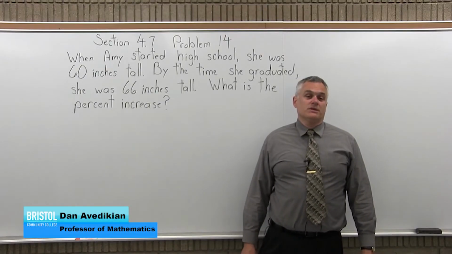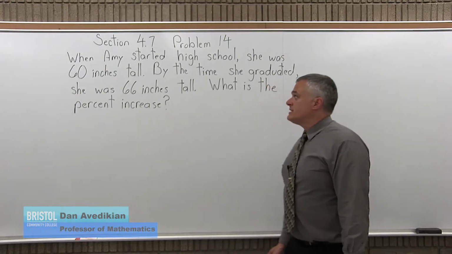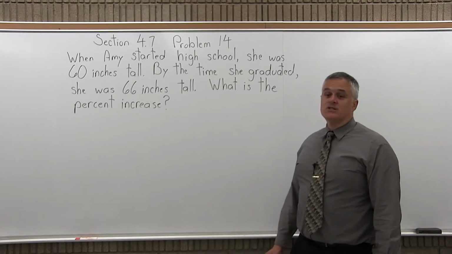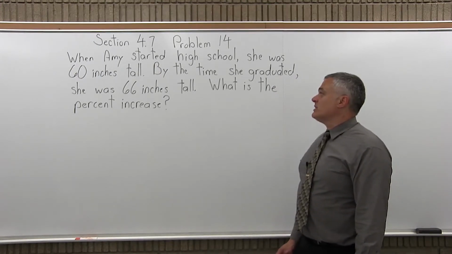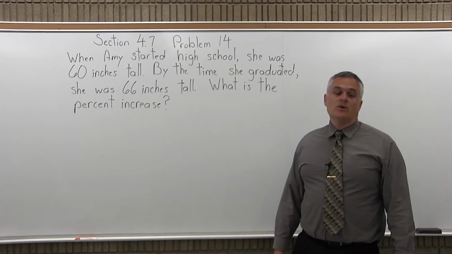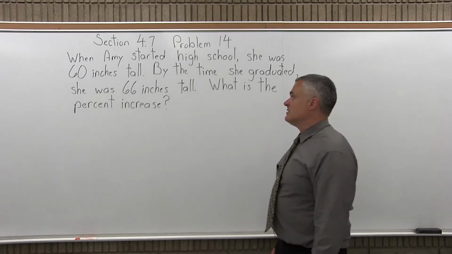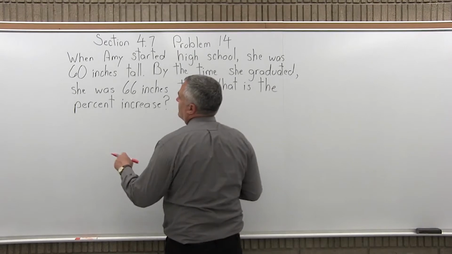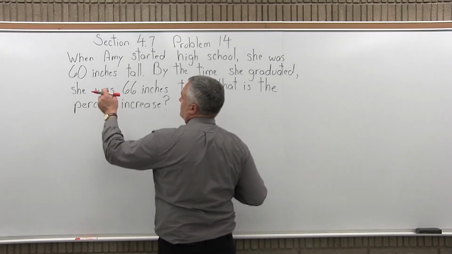This is Section 4.7, Problem 14. It says when Amy started high school, she was 60 inches tall. By the time she graduated, she was 66 inches tall. What is the percent increase? So that's from 5 feet to 5.5 feet or 5'6", just if you're curious.